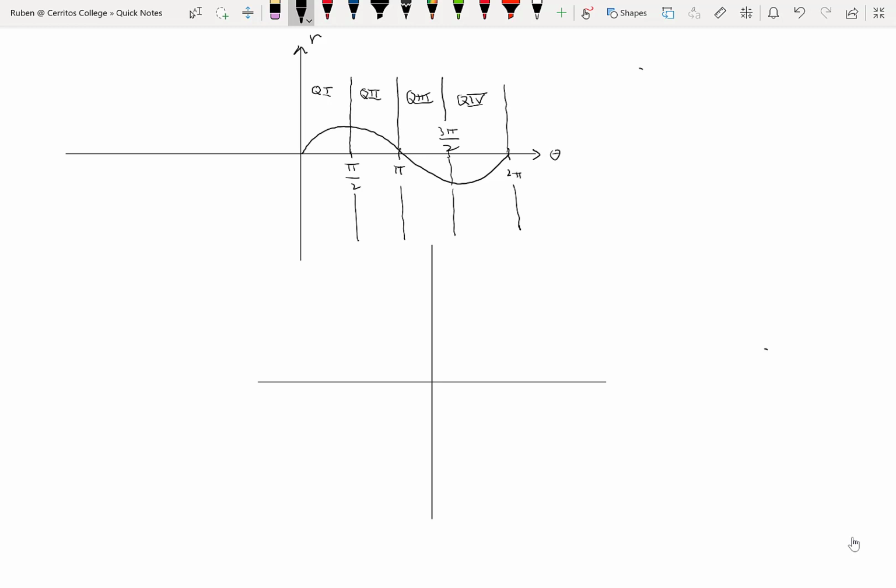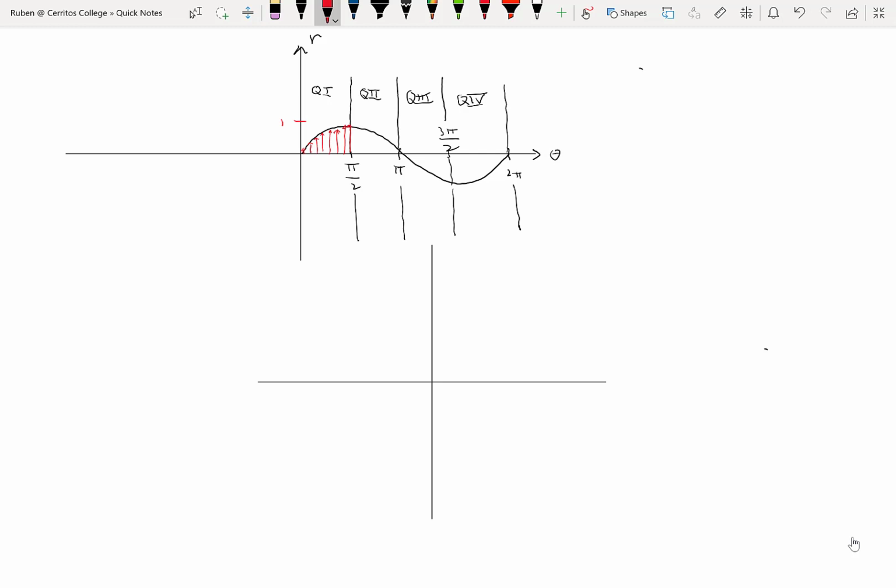So let's look back at the first quadrant in the rectangular version of our curve. As theta varies between 0 and pi over 2, the r values vary from 0 and get bigger and bigger until they reach an r value of 1.